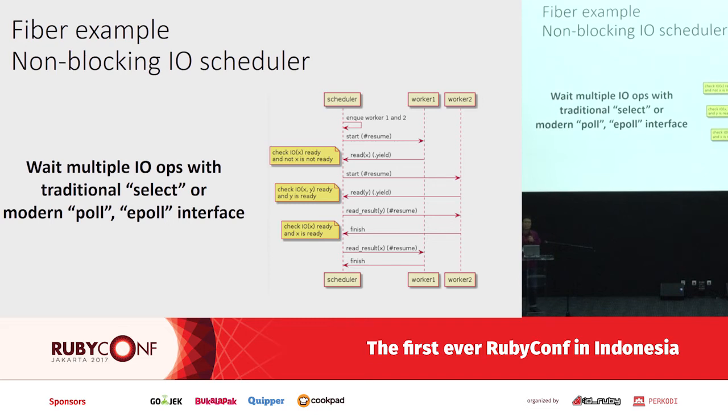Using Fiber, we can make our own scheduler. For example, if we manipulate the select or epoll or kqueue interface, we can implement our own I/O scheduler. For example, if some I/O operation is blocked, then continue to the next Fiber.